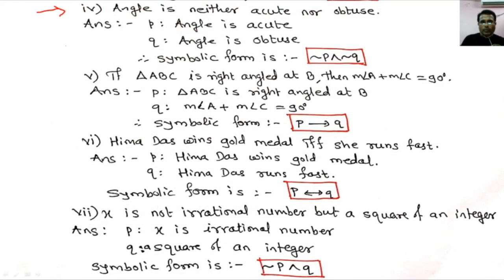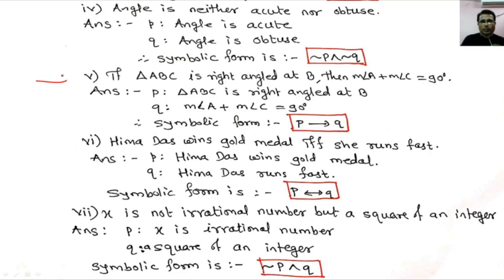So you have to take P, angle is acute, Q, angle is obtuse. Remember that whenever you are considering neither nor, it means not P and not Q, and therefore its symbolic form is negation P and negation Q.